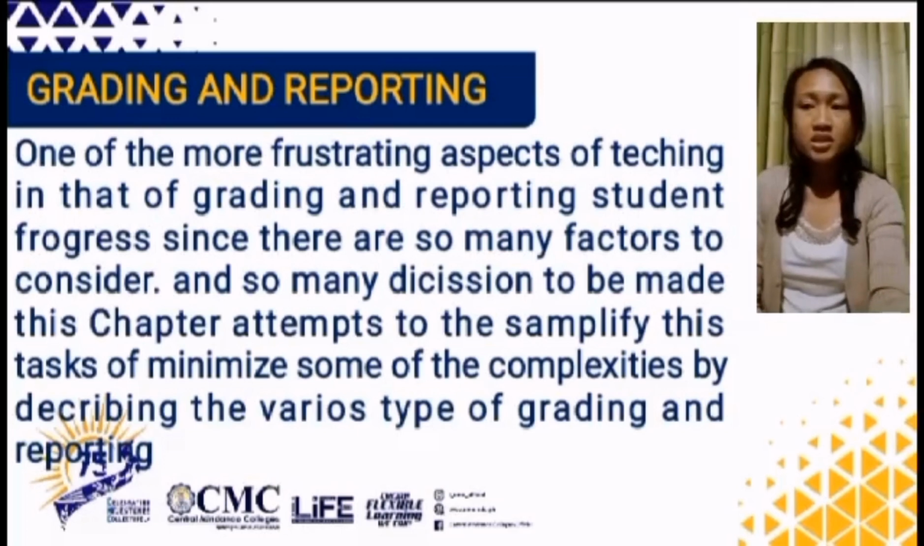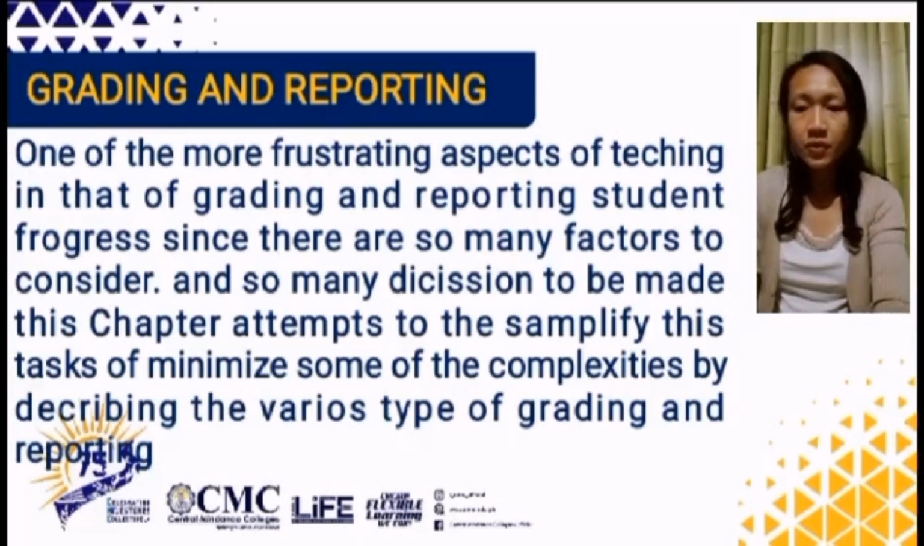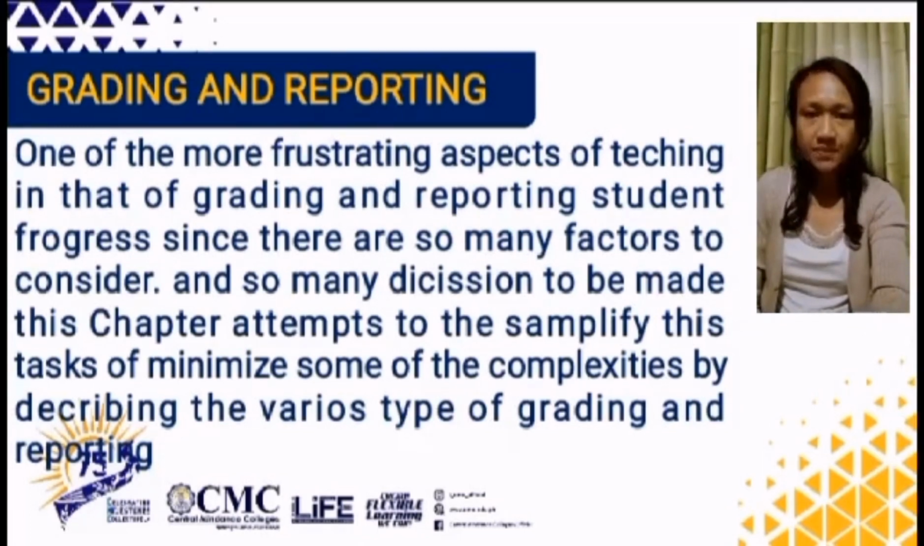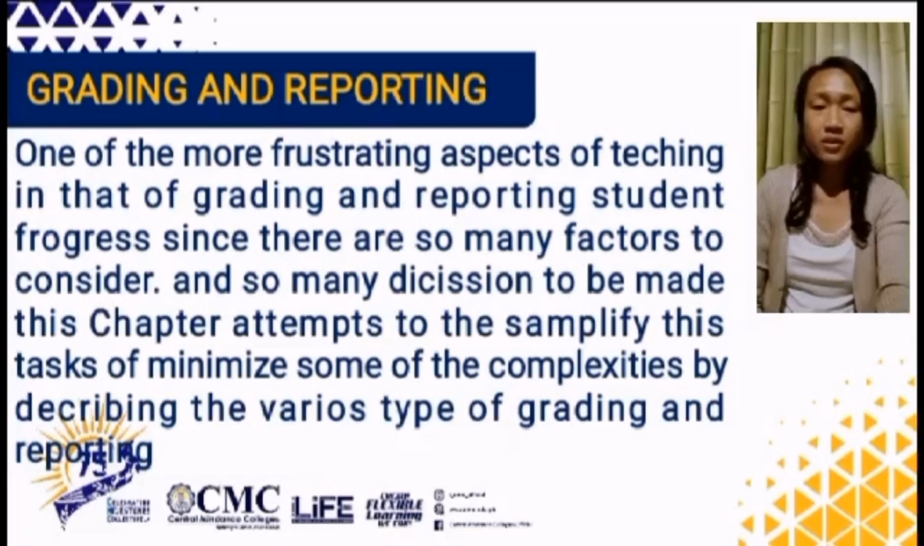So in this chapter, we are talking about, first, functions of grading and reporting system. Second, the types of grading and reporting system. Third, the development of a grading and reporting system. Fourth, assigning letter grades and computing grades. Fifth, norm or criterion reference grading. Sixth, distribution of grades and guidelines for effective grading. And lastly, conducting parent-teacher conferences.